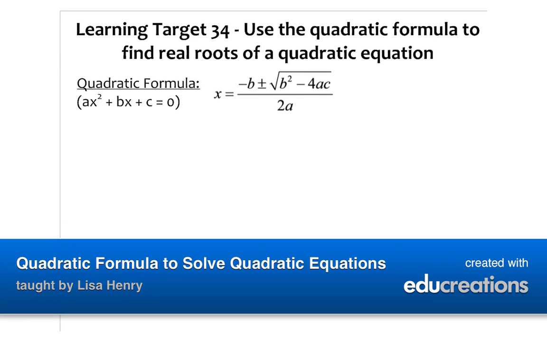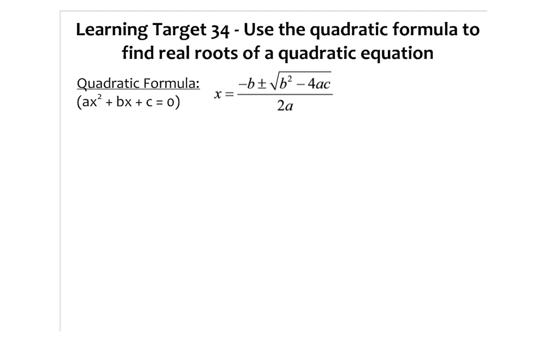This screencast goes over how to solve a quadratic equation by using the quadratic formula. The quadratic formula applies when you have ax squared plus bx plus c equal to 0. When that is the case, you can use the quadratic formula, which is boxed in red: x equals negative b plus or minus square root of b squared minus 4ac all over 2a.